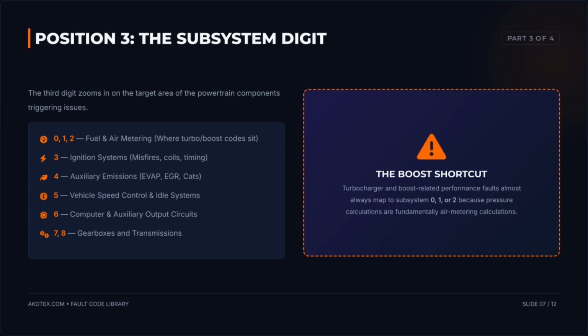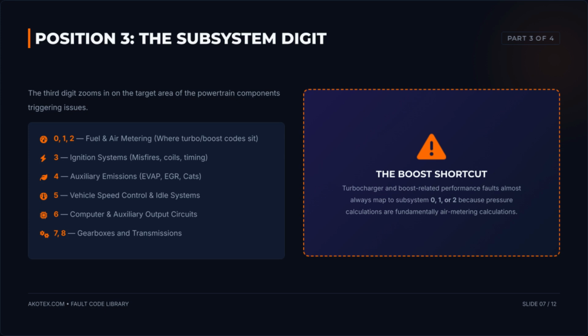Position 3, the second digit, narrows things down to which part of the powertrain is actually involved. 0, 1, or 2 means fuel and air metering. 3 is ignition and misfire. 4 is emissions control. 5 is vehicle speed and idle control. 6 is computer and output circuits. 7 and 8 are transmission.